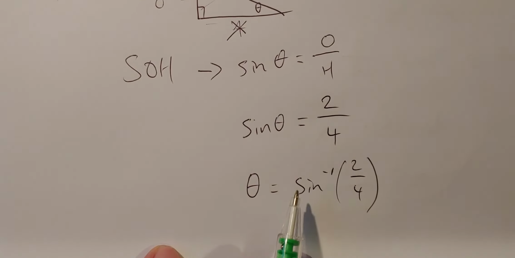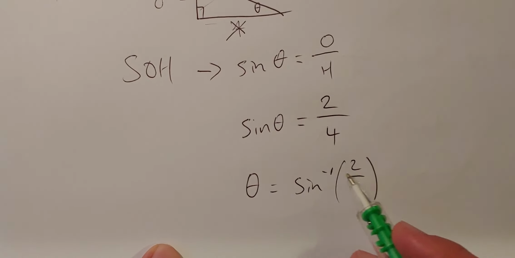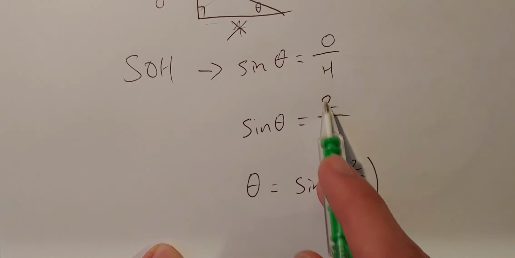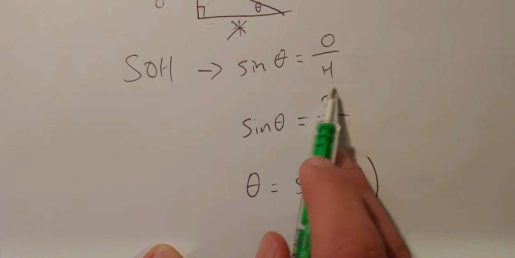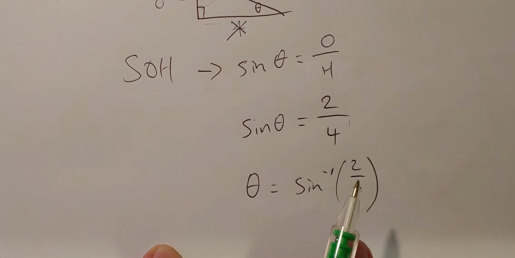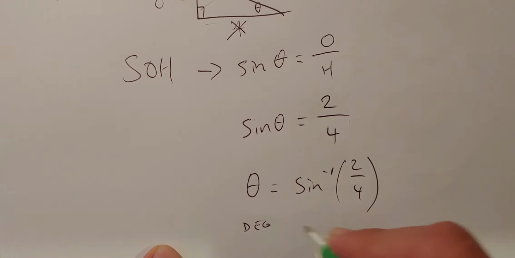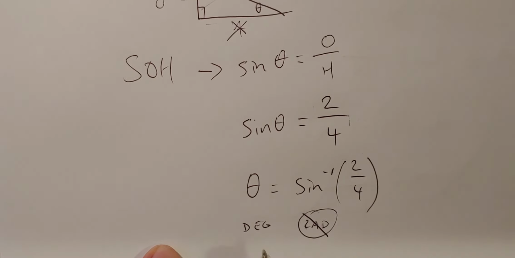So if you type into your calculator second sine, and this will come up, it should have a start bracket. You do your 2 over 4 or 1 over 2. It's a simplified fraction, but whatever you do, just leave it as whatever this is. Just put this in, and it will give you the answer for what theta is. Just double check that your calculator says DEG and not RAD. We don't want it in radians, we want it in degrees.